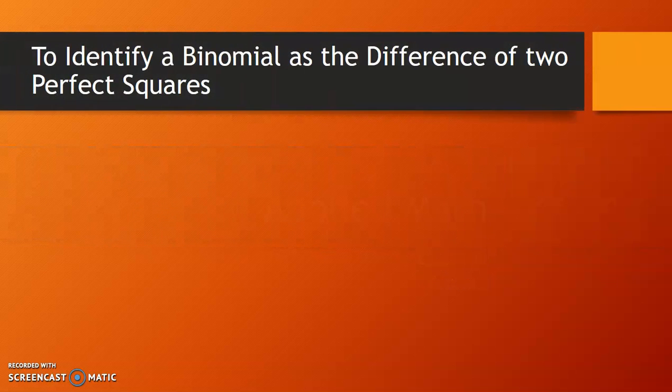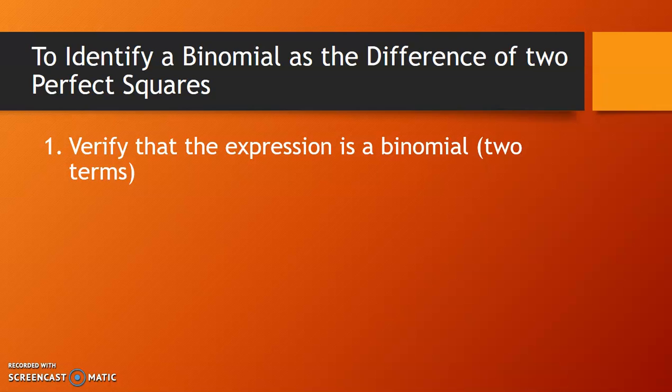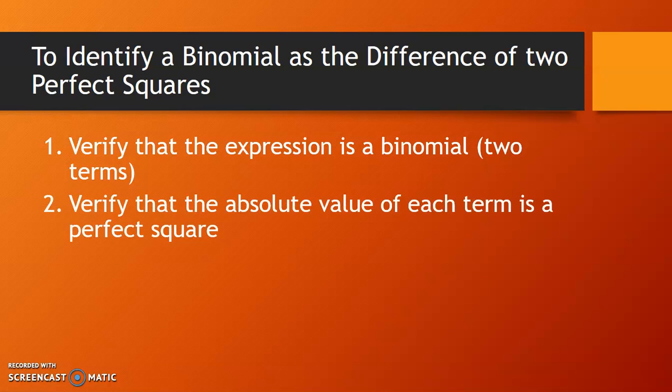So the first thing I want to talk about is how to identify a binomial as the difference of two perfect squares. So verify that the expression is a binomial, and binomial means that it should have two terms. Then verify that the absolute value of each term is a perfect square. So if you look at the first and the second term, you want to make sure that if I put them into the square root function, I would get a whole number. No decimals for these types of problems when you're trying to factor.